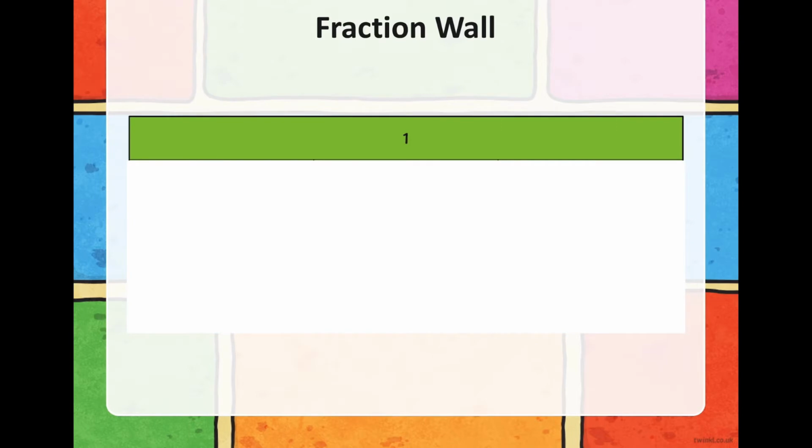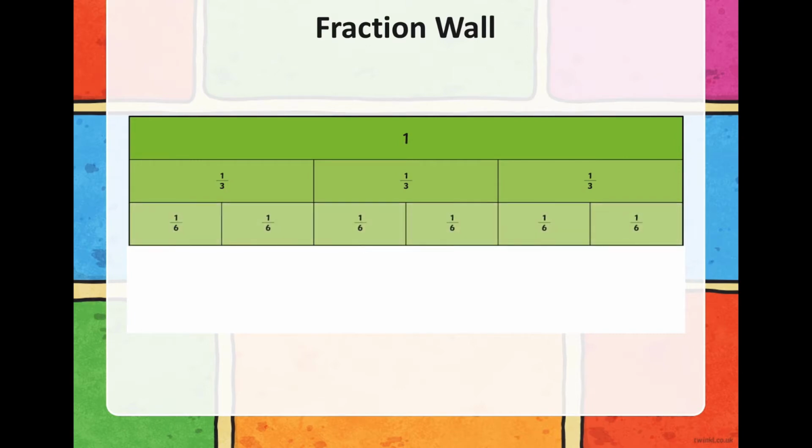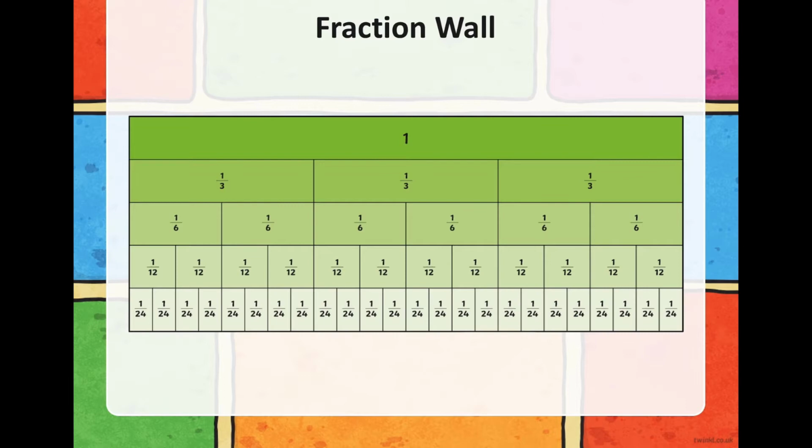Okay, here is another whole. This time I'm going to share my whole into 3 parts. I've shared it into thirds. I can share those into sixths. Each one of these is 1 out of 6. We could share those again into twelfths. And even into 24ths. There are now 24 parts to our whole.